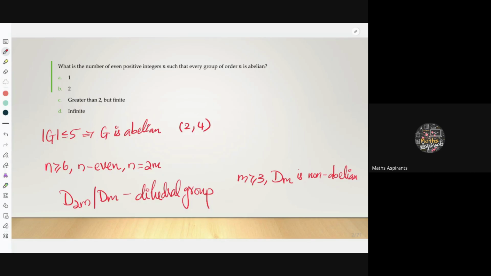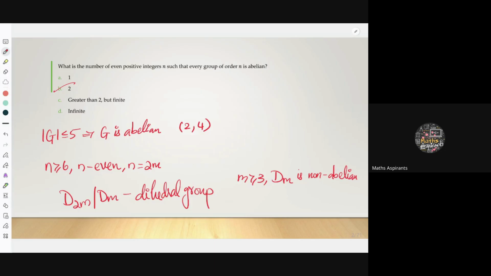The two generators of D_m, X and Y, where X has order m and Y has order 2, don't commute. So for every even integer greater than or equal to 6, we have a non-abelian group. So the even positive integers n such that every group of order n is abelian are only 2 and 4. Hence the answer is B, which is 2.